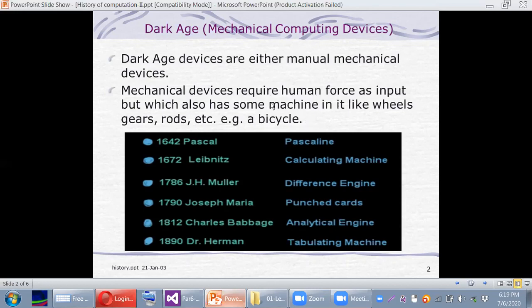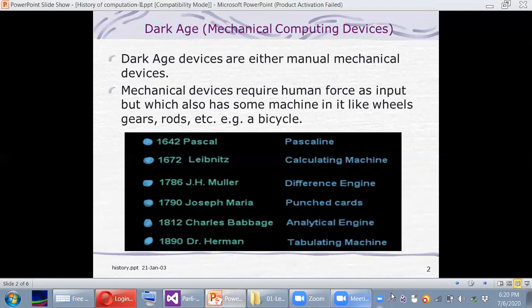A bicycle is a pure mechanical device which, as you know, requires human force to run, but it also requires some sort of mechanical parts like chain, wheels, gears, rods, wires. So we can say it's a pure mechanical device. We cannot say it's a mechanical computing device, but it's a mechanical device. But as you know, a bicycle is not a computing device, so we have to focus only on those mechanical devices which can calculate. So in this category, we will discuss all of these devices.